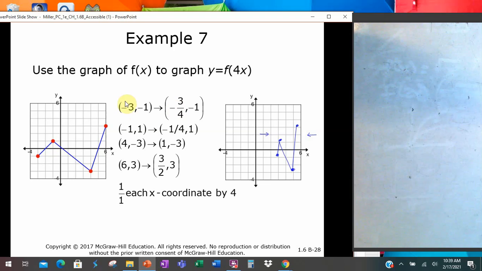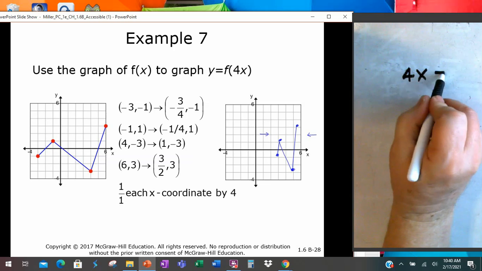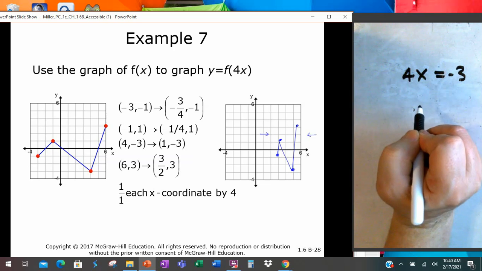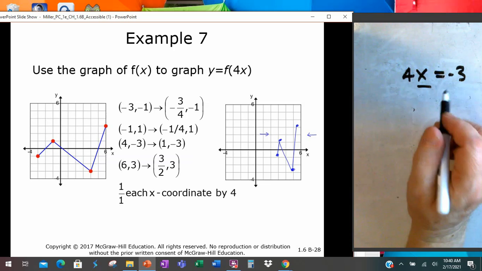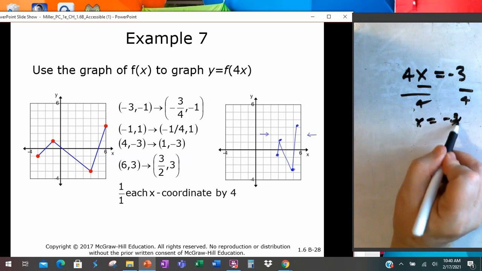At x equal to -3, I get a value of -1. But what is my new point? Where is this going to be equal to -3? It's really -3/4. I want to know when 4x is equal to -3. Well, my x is equal to -3/4.